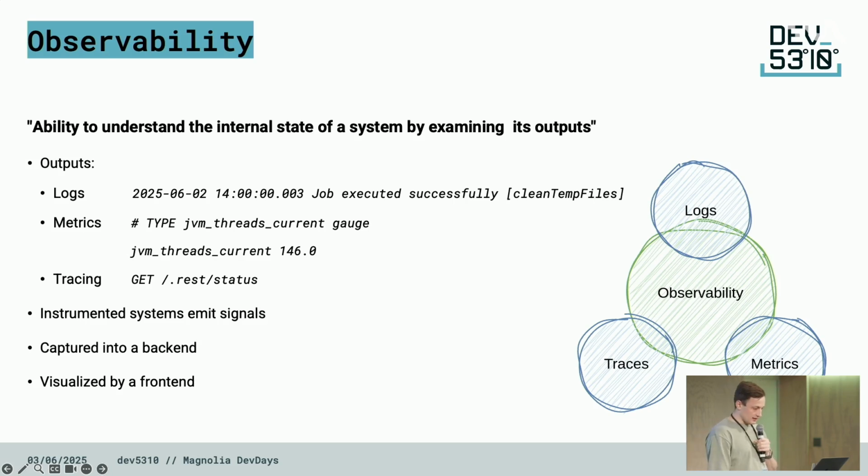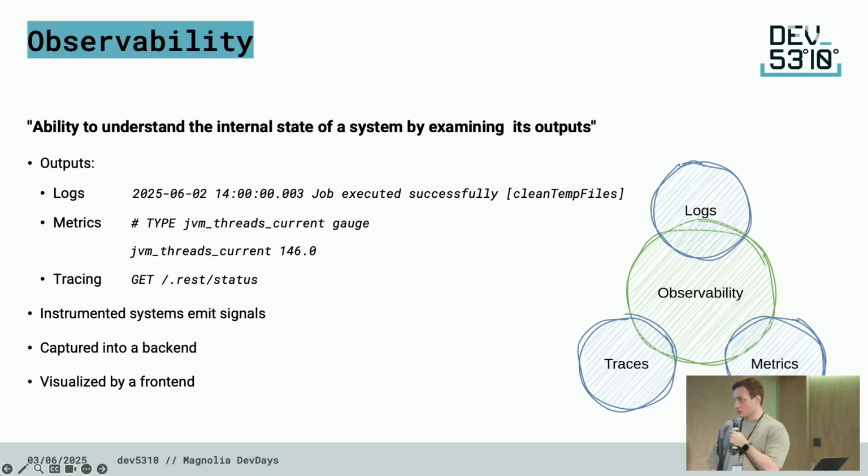Metrics are a measurement of a service captured at runtime. It not only contains the measurement itself, but also which time it was captured and associated metadata. In the example here, you can see the JVM threads current.